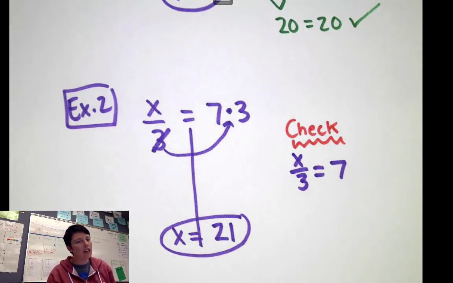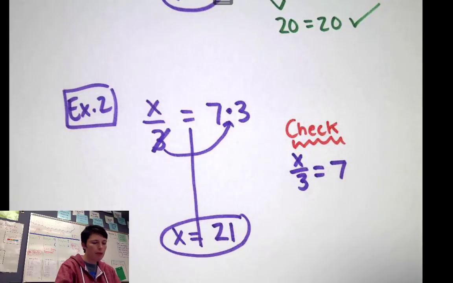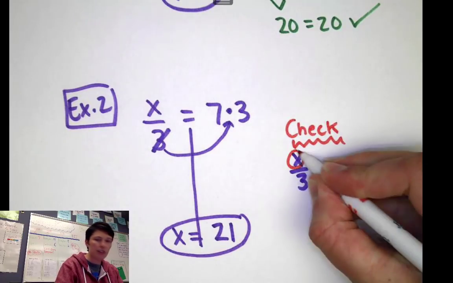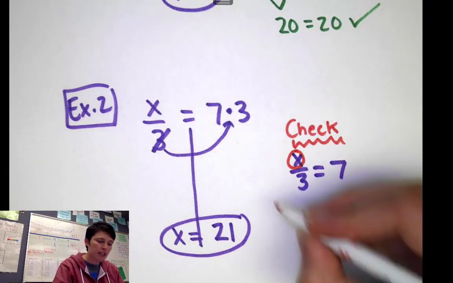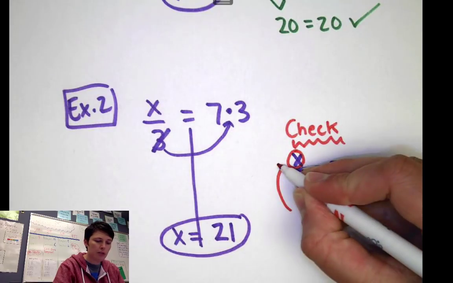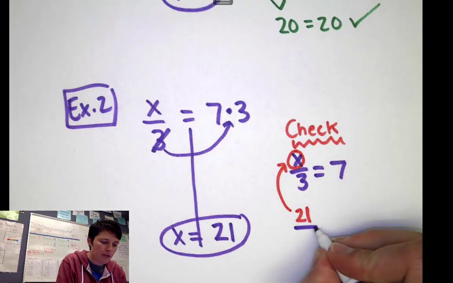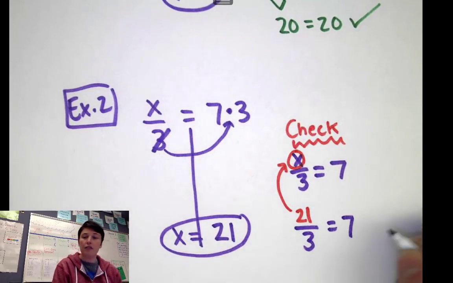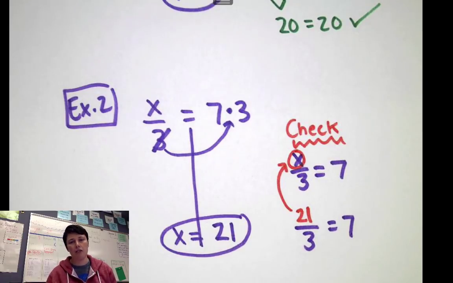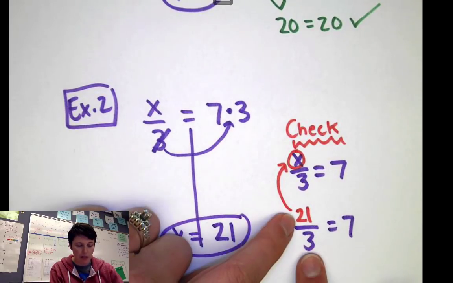We're going to take our answer of 21 and put it right here where the x is. So we're going to replace this x with the number 21, which means instead of x over 3, we have 21 over 3 equals 7. Now, if this is true, we know we did it right. So, is 21 divided by 3 7?